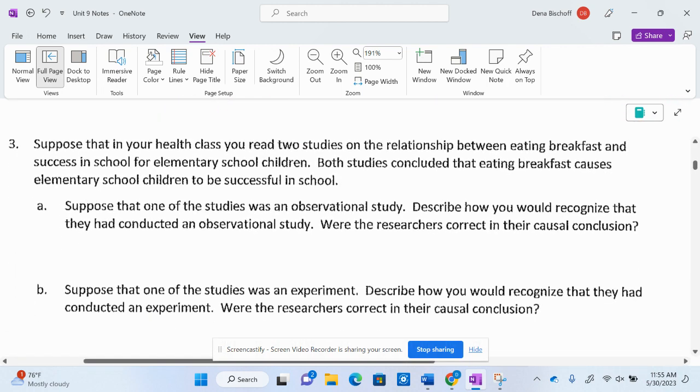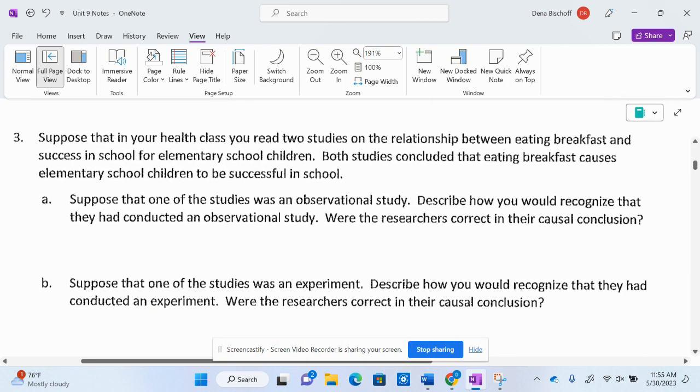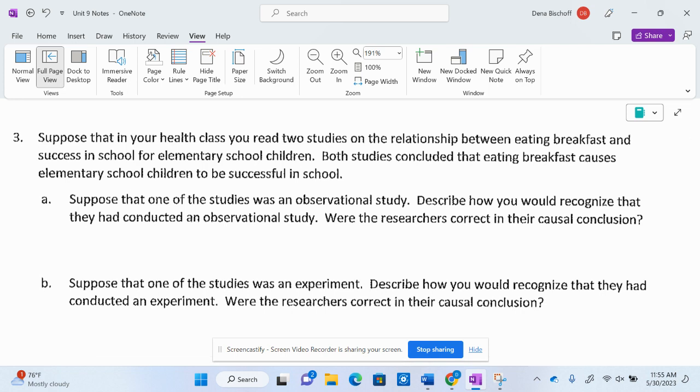What kind of study is this? Suppose that in your health class, you read 2 studies on the relationship between eating breakfast and success in school for elementary school children. Both studies conclude that eating breakfast causes elementary school children to be successful in school.